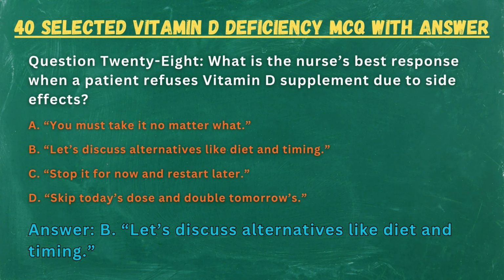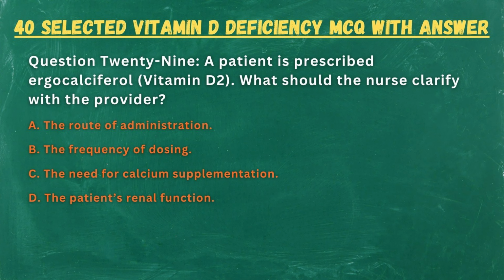Answer: B. Let's discuss alternatives like diet and timing. Question 29. A patient is prescribed ergocalciferol vitamin D2. What should the nurse clarify with the provider? A. The route of administration. B. The frequency of dosing. C. The need for calcium supplementation. D. The patient's renal function.